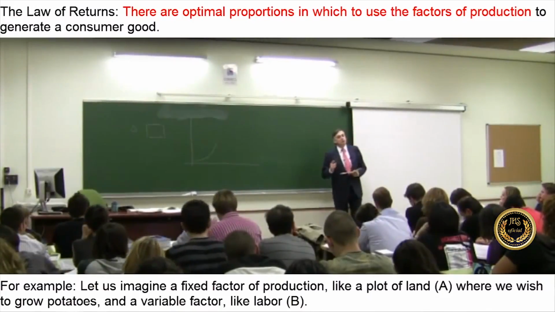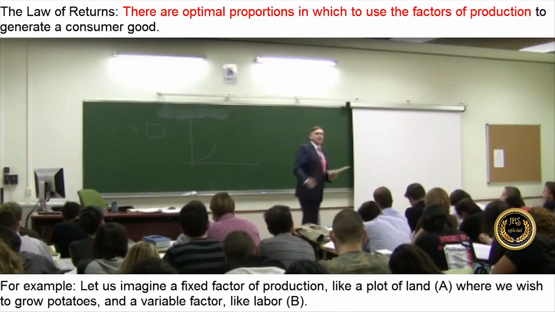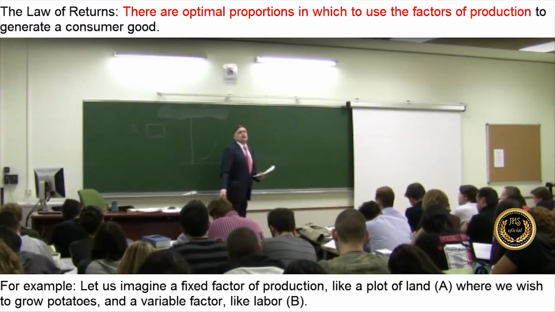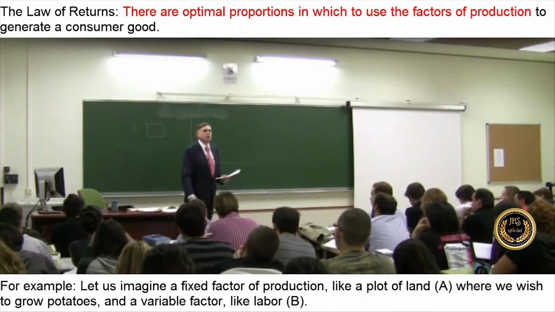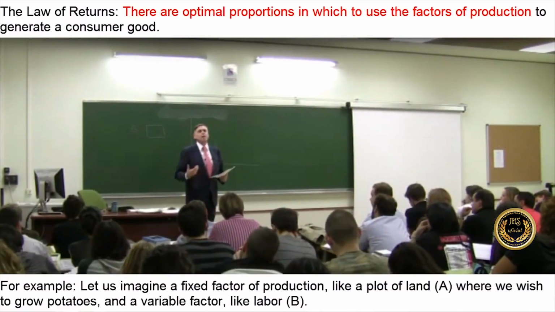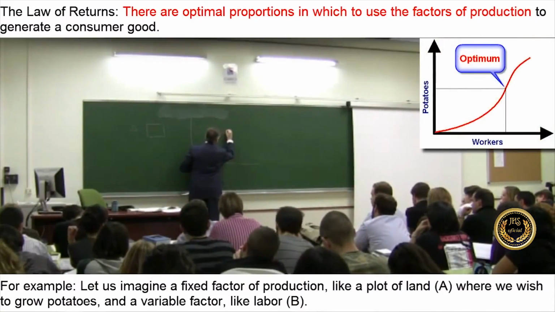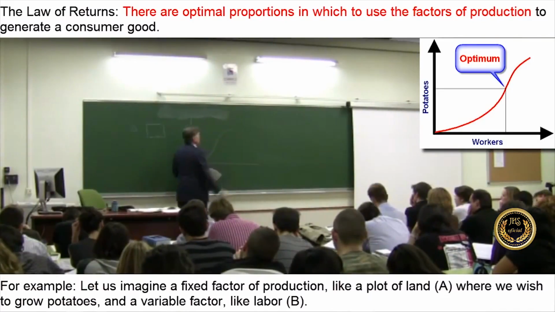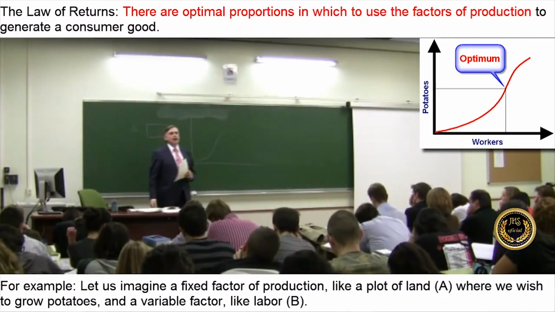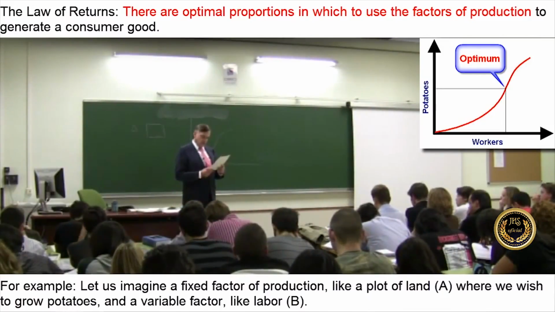But according to the law, there comes a point when, though the use of additional factor units does result in an increase in the final output of the consumer good, potatoes in our example, it begins to result in a less than proportional increase. On the graph, we see that, though output continues to rise, at some point it begins to rise less than proportionally.